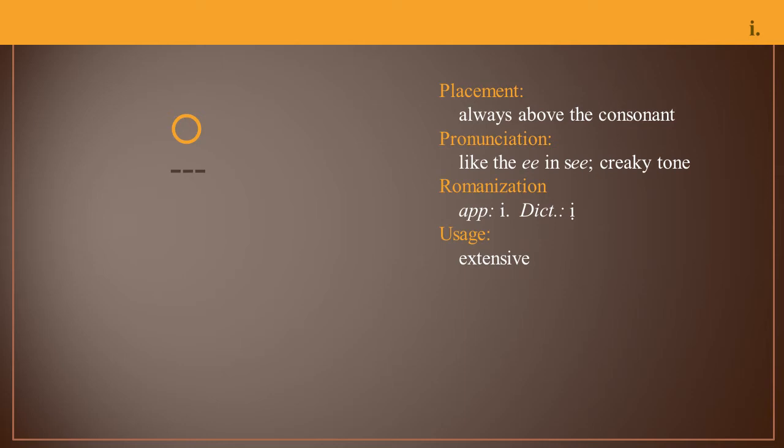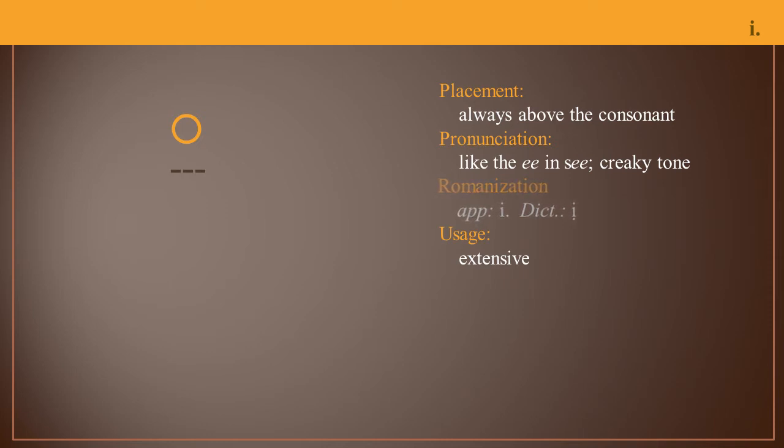Here's the first one. Notice first of all, its placement is always directly above the consonant. The pronunciation is like the double E in the word see. However, it uses a creaky tone. You may recall that a creaky tone is a short sound with an abrupt ending on it. So in this case, it would be pronounced E, E.